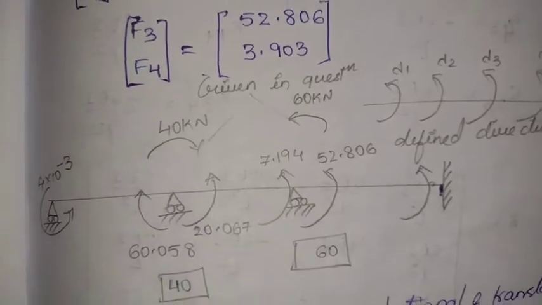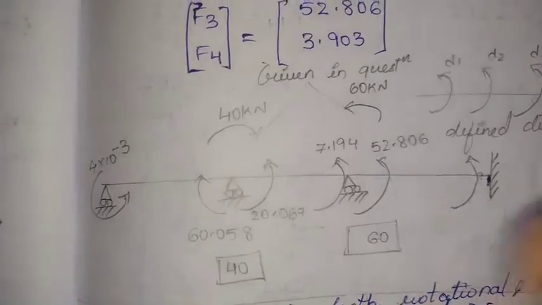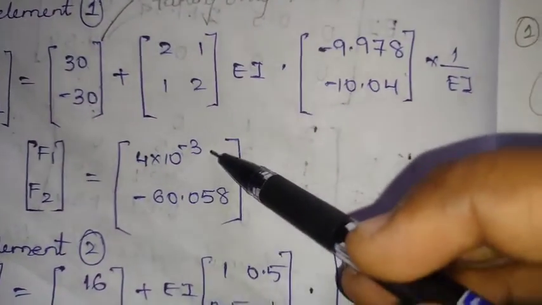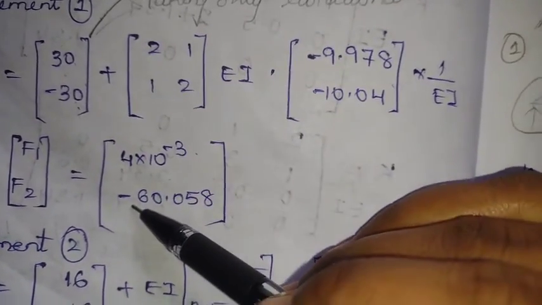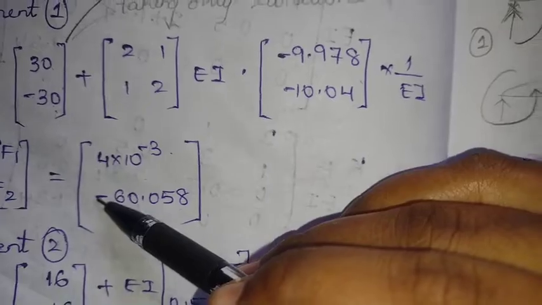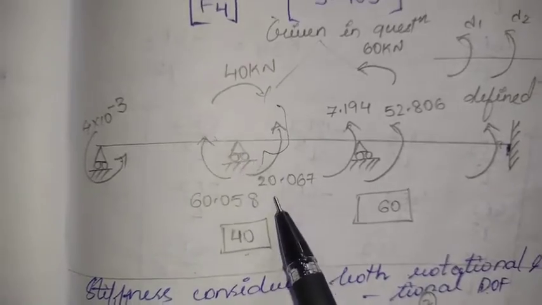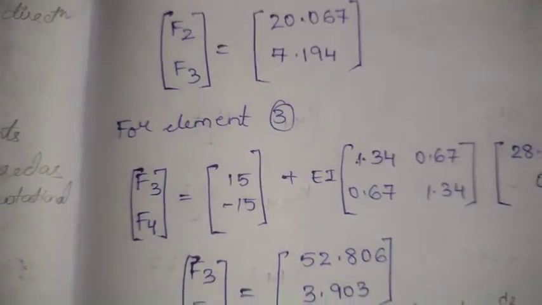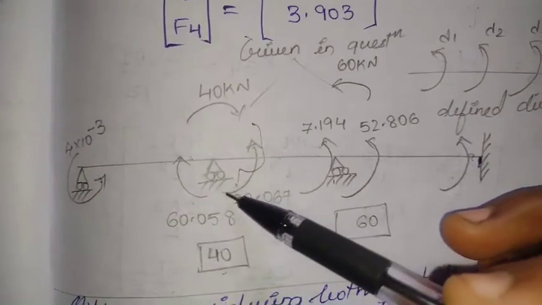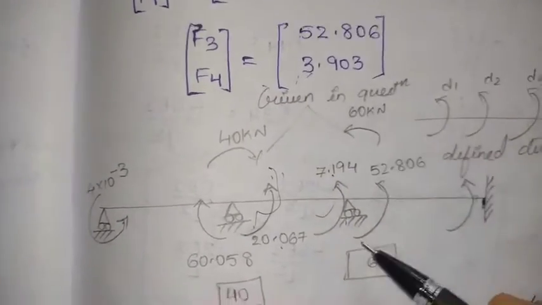Now we'll simply draw the same beam over here. I told you we have taken the rotations as this. See, F1 we have got 4 into 10 to the power of minus 3, it is almost 0. So we'll just write this. Minus 60.05, that is, it will be clockwise, as it is negative in direction. See, I told you anti-clockwise would be positive, so this would again change. Coming to this element, we have 20.067, 7.194. Both of these are positive, so it will be anti-clockwise.